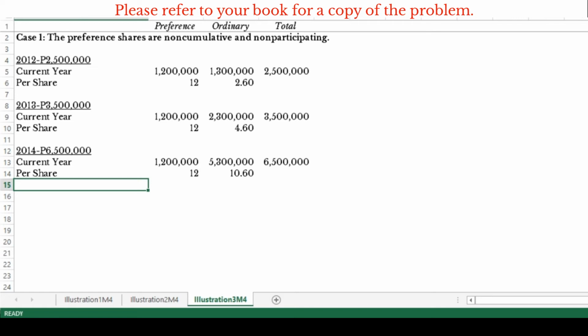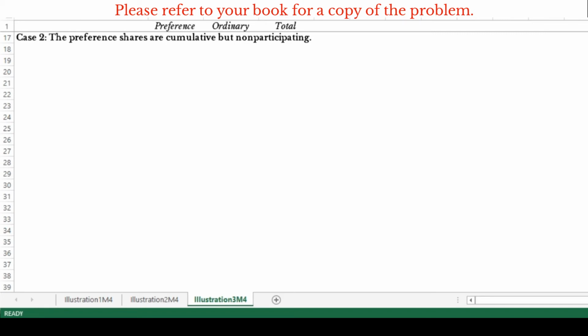Okay? Nagkataon din kasi na non-cumulative. So, hindi tayo nagbayad nung arrears. So, that's it for our first case. Next case, the preference shares are cumulative but non-participating. So, this time, babayaran na natin yung dividends in arrears because it is cumulative. Okay? So, let's start with 2012.